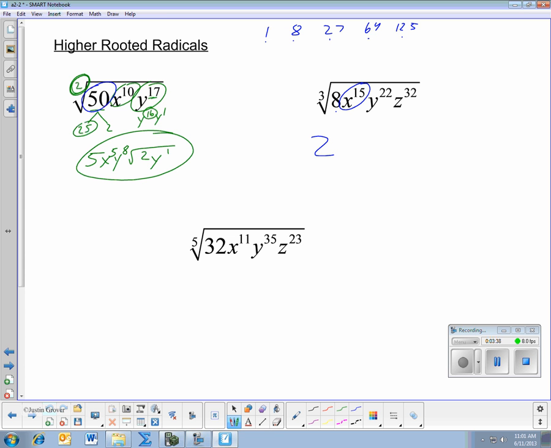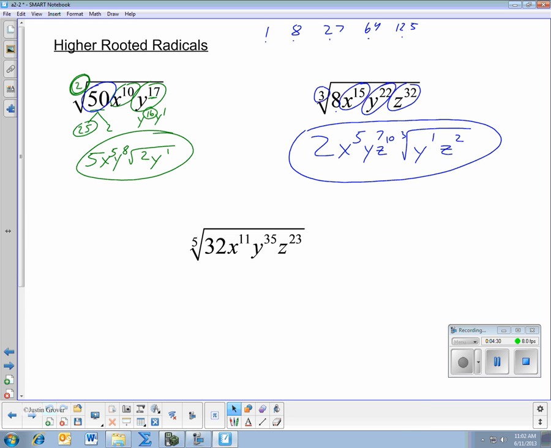Now, x to the 15th. We're going to do basically what we did with square root, where we divided our exponents by 2, except this time we're going to divide our exponents by 3. 15 divided by 3 is 5 with no remainder, so nothing is left inside the radical. Y to the 22nd divided by 3. Well, 22 divided by 3 is 7, but there is a remainder of 1. And I have to put a little 3 in front of my radical to signify that it's a cubed root, not a square root. And for z to the 32nd, 32 divided by 3 is 10, with a remainder of 2. And as far as the exponents inside the radicals, anything less than 3 is possible. More than 3 means we could have simplified it further.